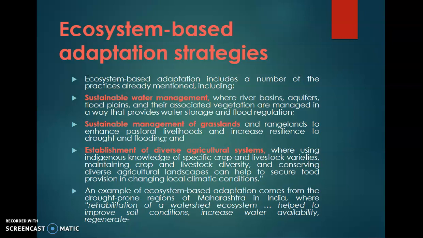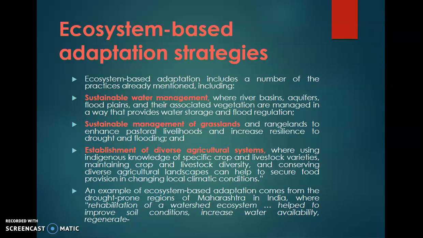So, it is very simple. River basins, aquifers, floodplains, and their associated vegetation are managed in a way that provides water storage and flood regulations. It is very important.